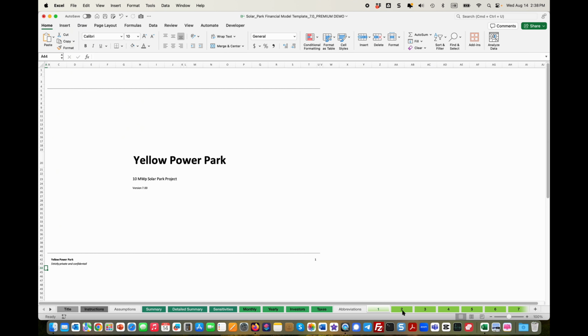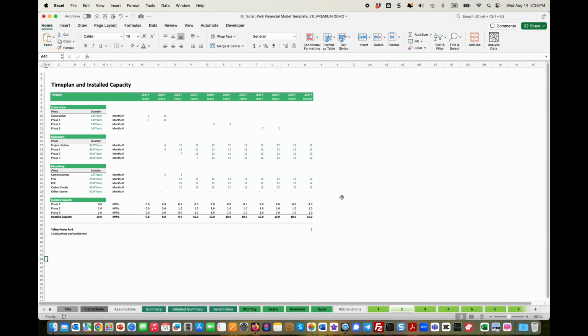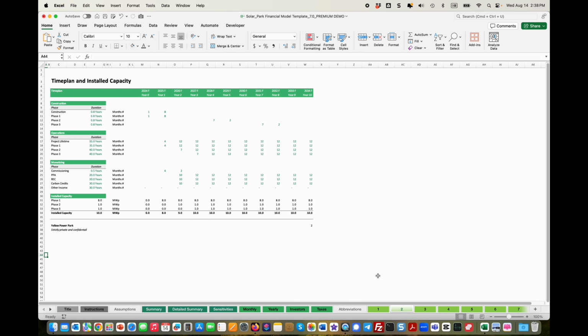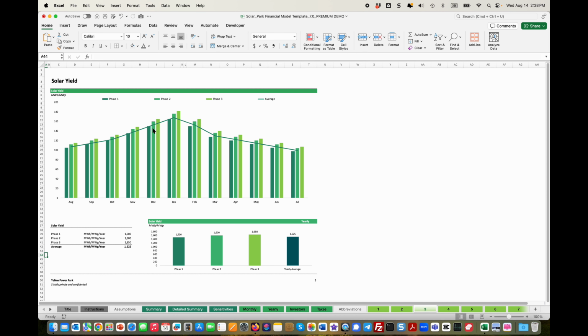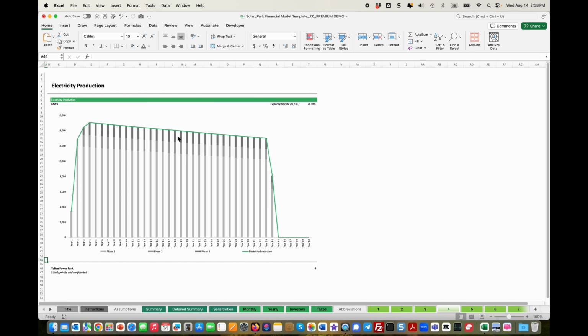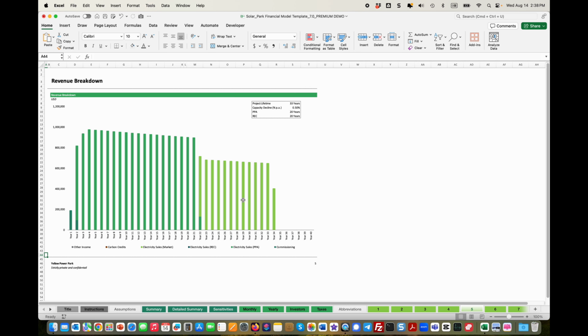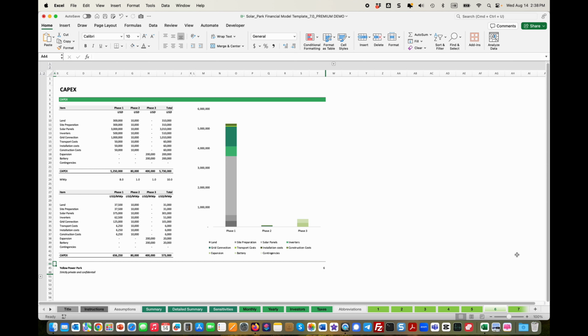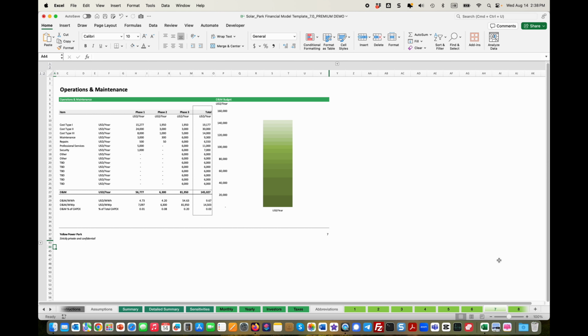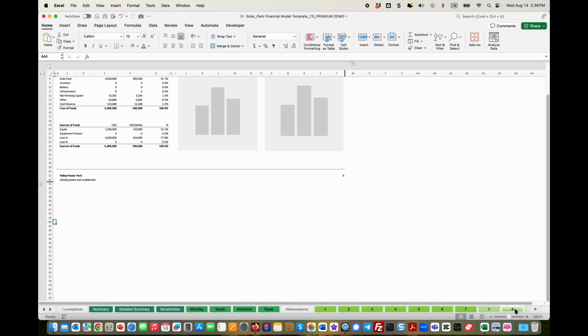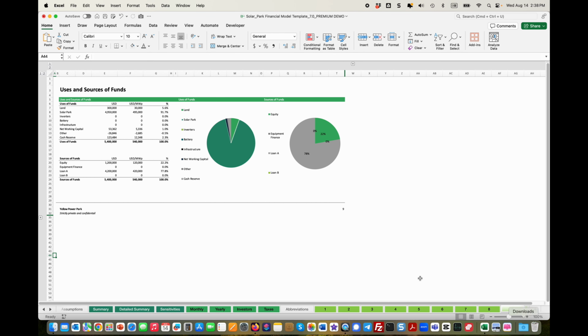And what we also have here is a range of presentation slides prepared, which you could just press print and use for a presentation. We have here the title slide and a time plan. When does the capacity come online? The solar yield, explaining the electricity production and revenue breakdown, the CAPEX breakdown, the operation and maintenance budget, the income taxes and credits, tax credits, uses and source of funds. And this goes on a few more slides.